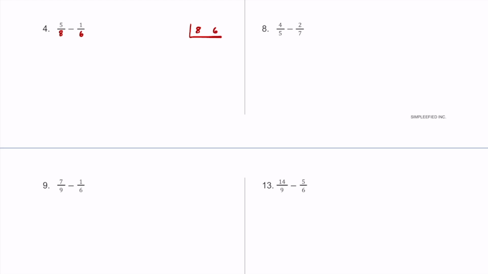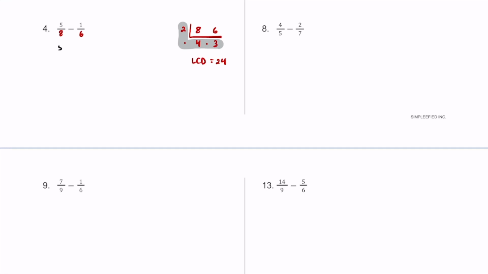A common factor for 8 and 6 is going to be 2. They're both even numbers. 2 times 4 is 8. 2 times 3 is 6. I think we can't go any further here. 4 and 3 are relatively prime. So 2 times 4 is 8, times 3 is 24. So the first time 8 and 6 meet, or the LCD, is going to be at 24.